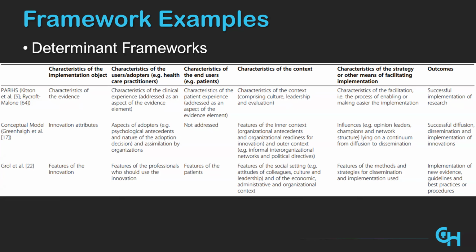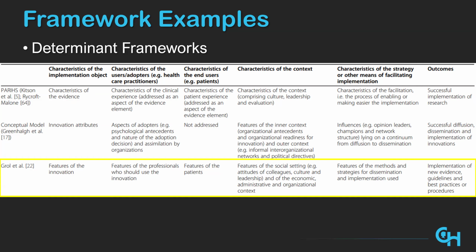So that is often patients in our environments. Characteristics of the context of the environment, and then characteristics of the strategy that you might use to facilitate implementation, and finally outcomes, how we think about outcomes in a framework. So specifically looking at this last example here from Grohl et al., characteristics of the implementation task, essentially object, would include a very kind of vague summary as features of the innovation.